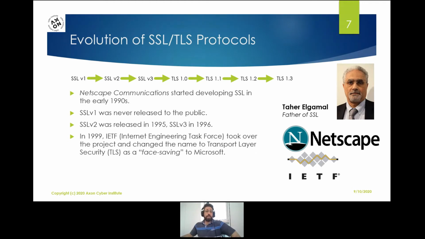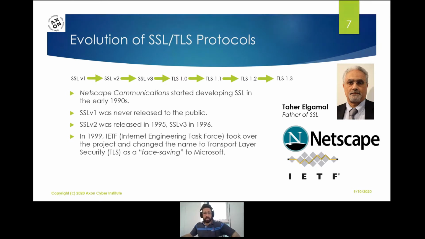However, SSL version 1 was never released to the public, so it was used internally by Netscape. It had some bugs and some errors and some security issues, so they never released it. And then they developed SSL version 2 and they released it to the public in 1995. One year after that, they developed SSL version 3, which was a complete rewrite of version 2, and they also released it to the public in 1996.